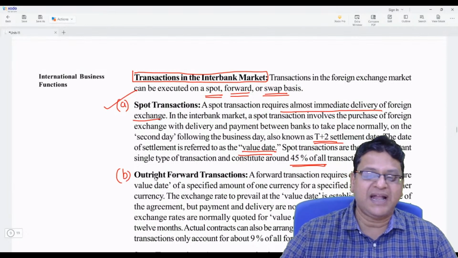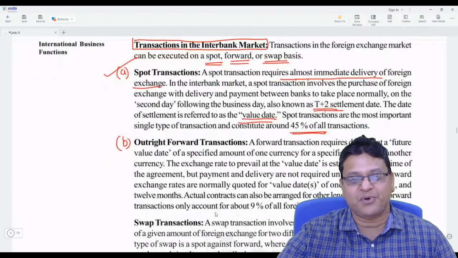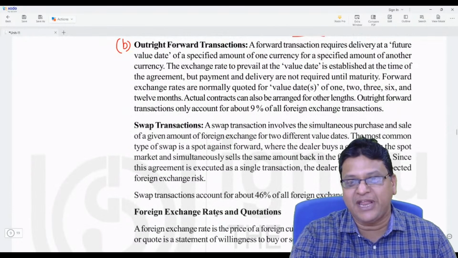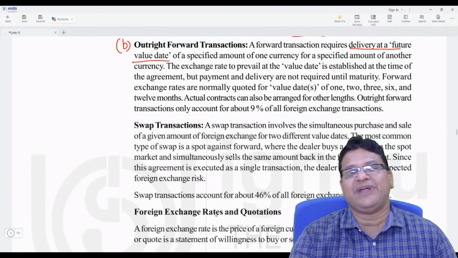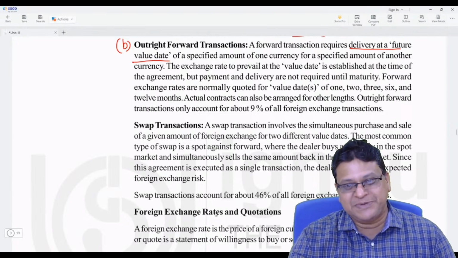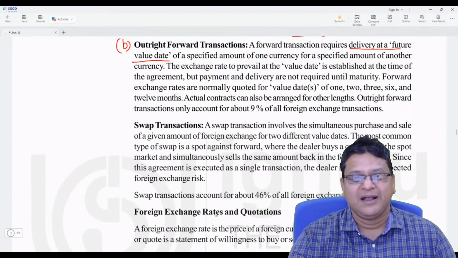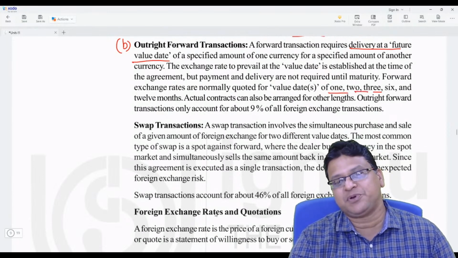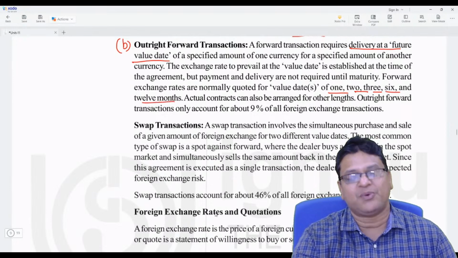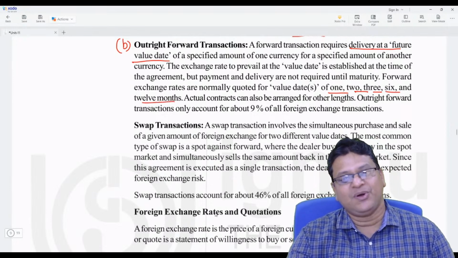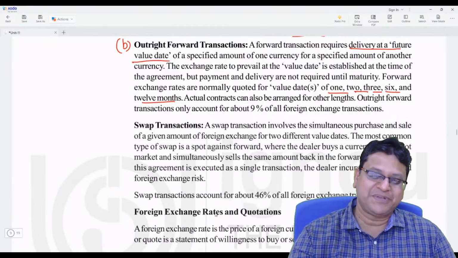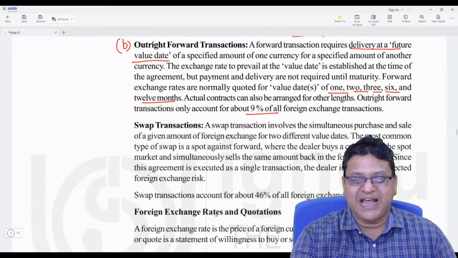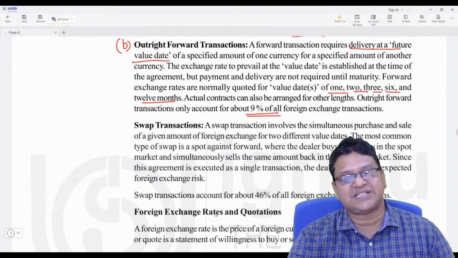Another is outright forward transaction. What is outright forward transaction? Forward transaction is a transaction where the delivery will be made on a future date, future value date, and the price will be fixed today. The forward dates may be 1 month forward, 2 month forward, 3 month forward, 6 month forward, 12 month forward. So payment and delivery will be done on a future value date, but the price is fixed today, and it consists of 9% of the entire forex transactions.